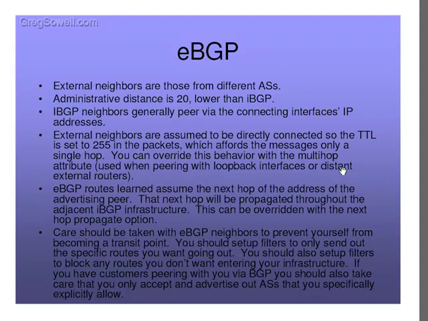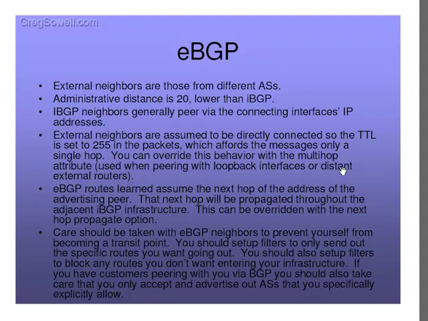Flip side of the coin, eBGP, these are going to be your external neighbors. This is going to be your internet provider or upstream providers. Administrative distance for these learned routes is technically 20, which is lower than IBGP. We talked about that earlier. Neighbors generally peer via the connecting interface's IP addresses. Caveat to that would be your upstream provider, you have 2 physically cabled connections to him. You might peer via loopback, so that connection will appear to always be up. Routing will kind of do its thing.